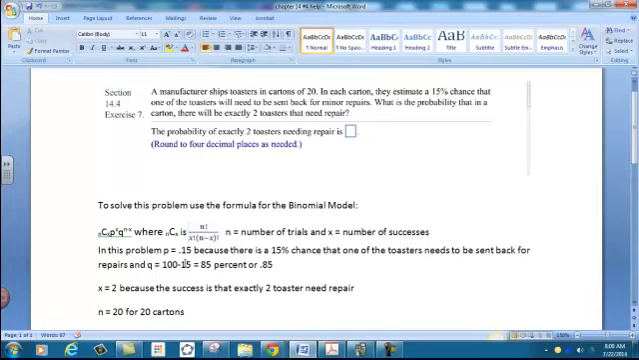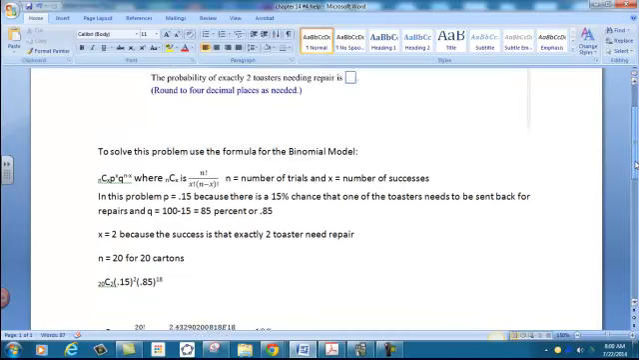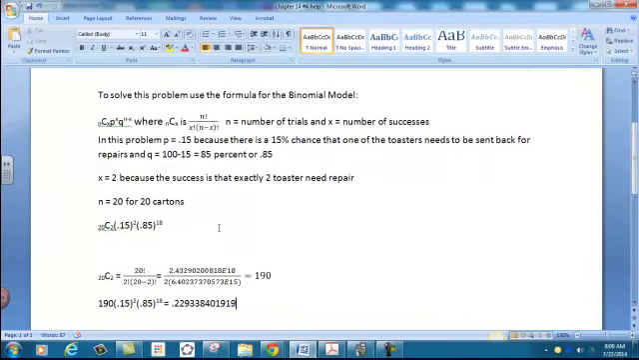So in this problem, remember that I said that p is 0.15 because there's a 15% chance that one of the toasters needs to be sent back for repairs, and then q would be found by taking 100 minus 15, which is 85%, or we're going to change that to a decimal, which is 0.85. And then x is 2 because we're trying to find exactly 2 toasters that need repairs, and then n is the number of trials. So here's what my formula would look like set up.